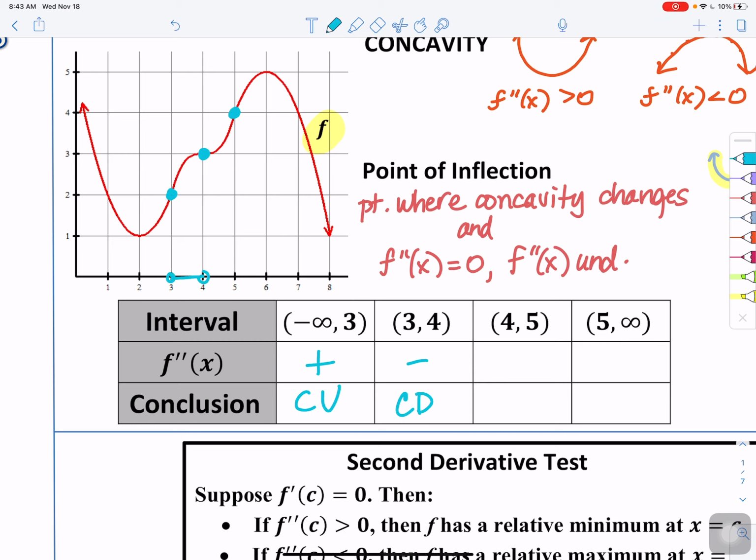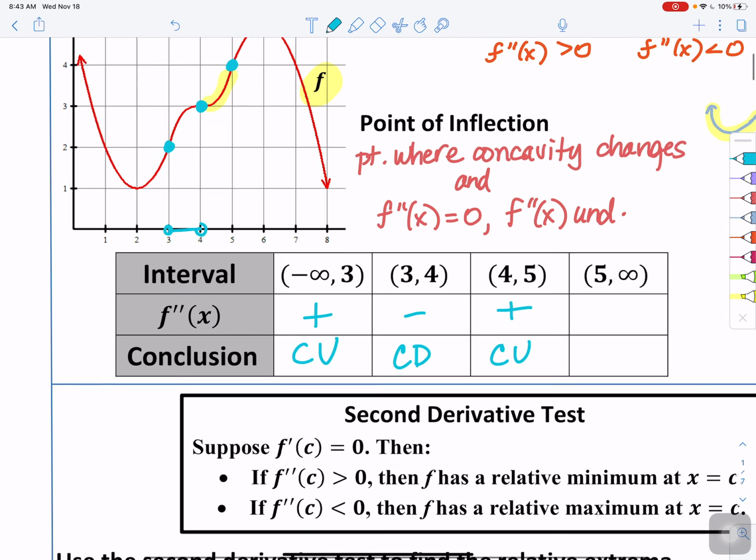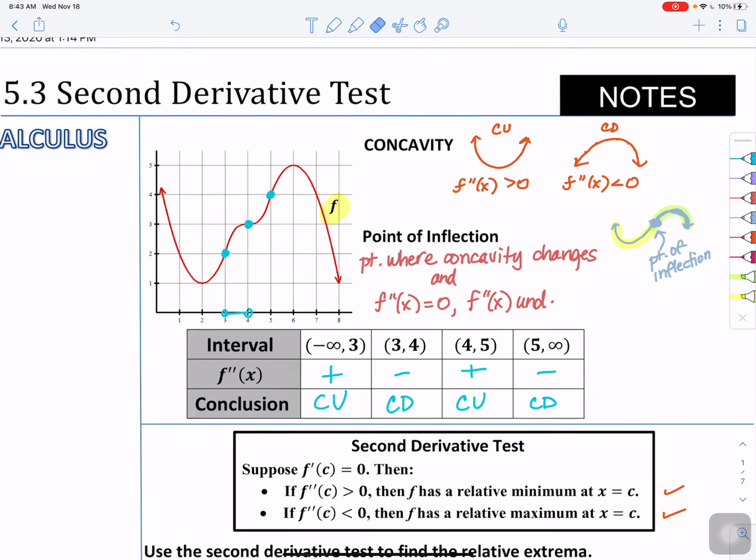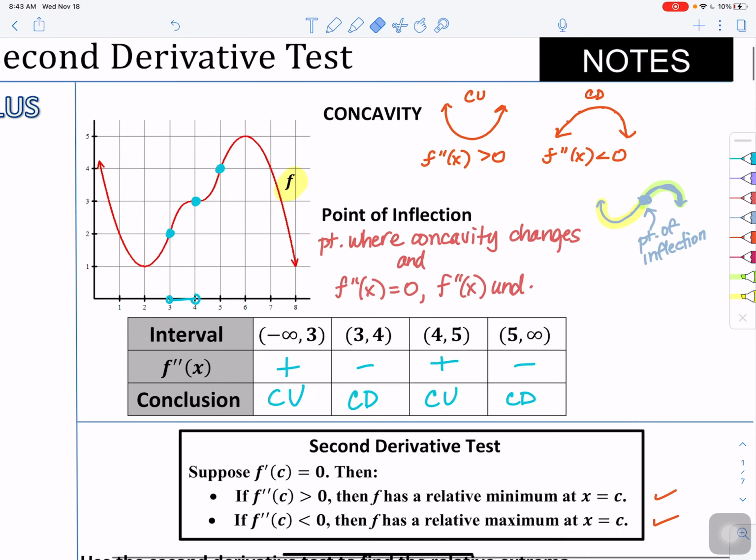And then from 4 to 5, if you can see right here, we're concave up. And so from 4 to 5, that second derivative would be positive, and we're concave up. And finally, concave down from 5 to infinity. So looking at the graph of F, we can estimate those points of inflection.